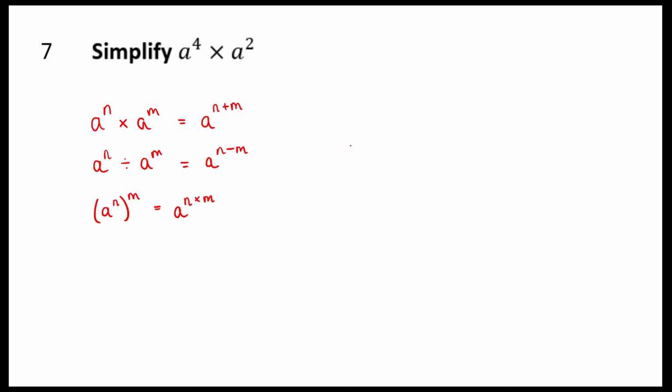Relating this back to our question, we have a to the 4 times a squared. Now, because we're timesing, it's very much like this first law here where we add the powers. So this is the same as a to the power of 4 plus 2, and we know that 4 plus 2 is 6, so a to the power of 6 is our answer.